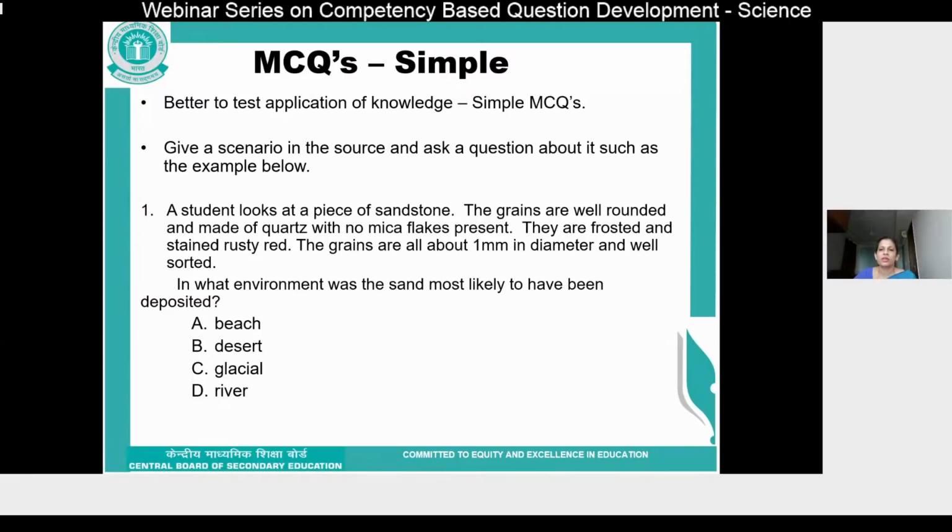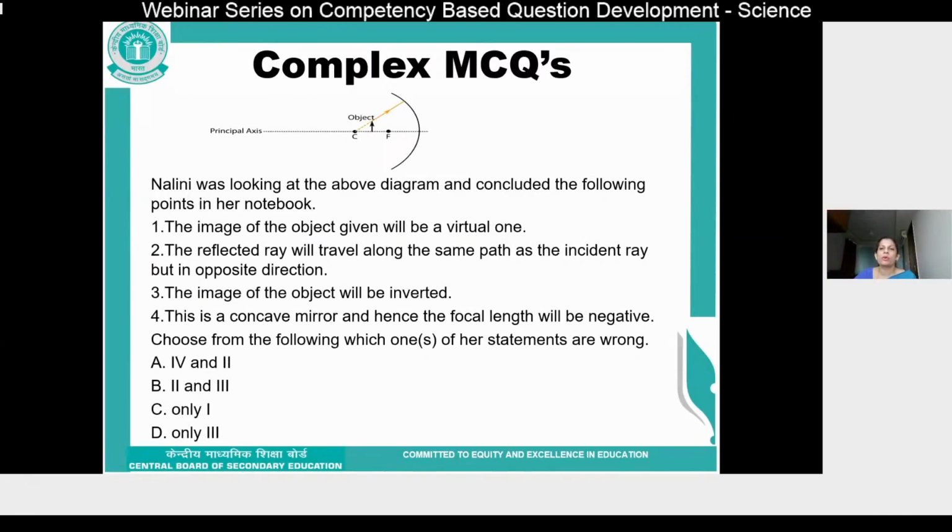Next slide, please. Complex MCQs. Basically, these complex MCQs consist of 1, 2, 3, or 4 options in the stem. And apart from that, these options A, B, C, D include any 2 or 3 correct statements. It can be 2, or only 1, 2, 3, or more correct statements will be included. Generally, these complex MCQs can be very well compiled for analysis, application, as well as evaluation.